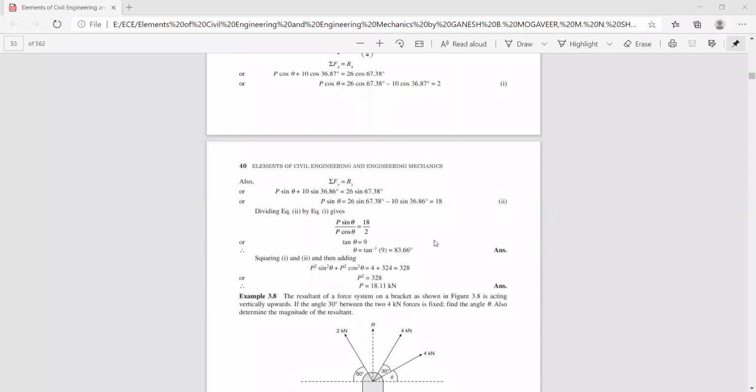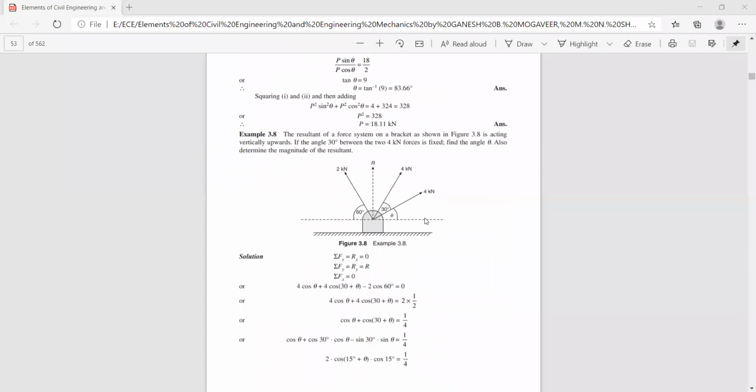So these types of problems you may have in the examination. One force will be given and the resultant force will be given, and you need to find the magnitude and direction of the other force. So we shall proceed with the next problem.